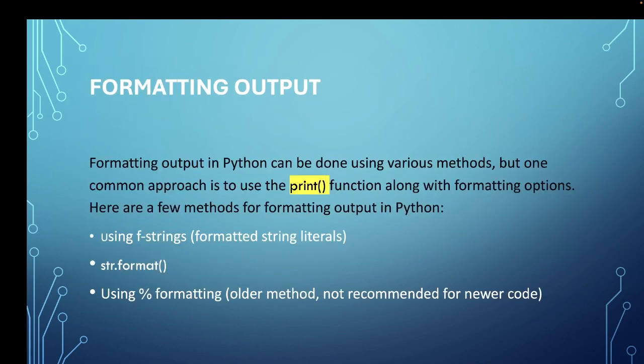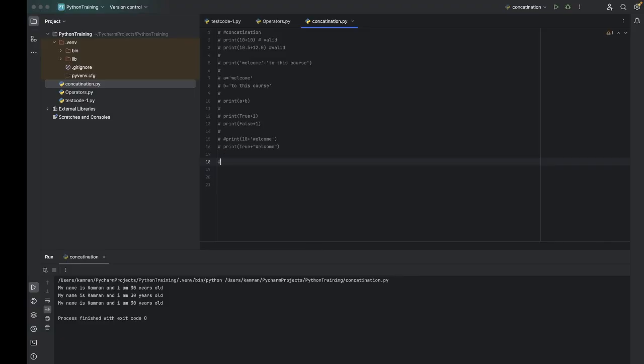Formatting output. Formatting output in Python can be done using various methods, but one common approach is to use the print function along with the formatting options. Here are a few methods for formatting output in Python. You can use formatted string literals by using only f, or you can use the string str.format method, or you can use the older method, as we use in other programming languages, with percentage. That's it. I need to write the heading, formatting in Python.